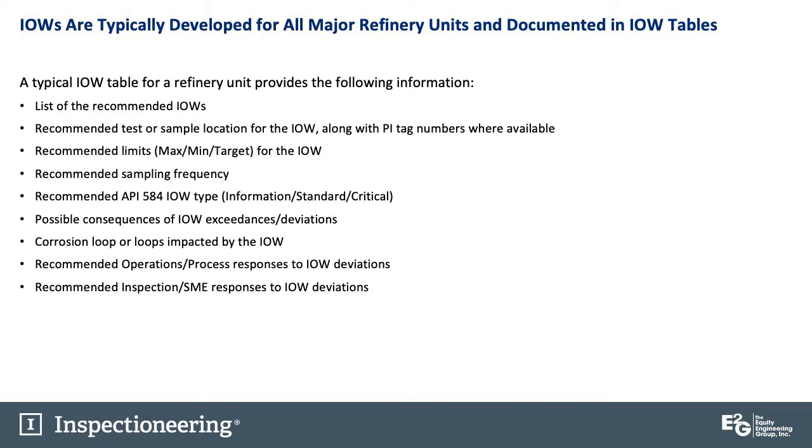What are the consequences of that IOW deviation? And it's captured knowledge for all future people coming into the refinery. The corrosion loop or loops impacted by the IOW. Some refineries, instead of using the term loop, use corrosion systems. But it's good to know, if we got an IOW exceedance, what parts of the unit do I need to worry about the most? That's valuable information for inspectors, for instance.